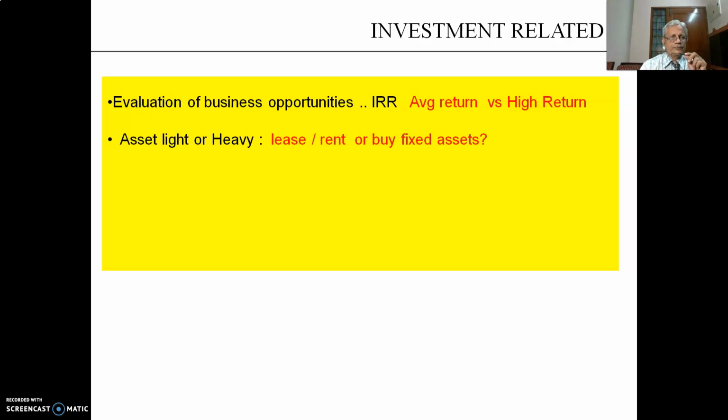Then the next issue comes that should you go for an asset light or asset heavy organization? Today there is more and more compulsion to go for asset light because the environment is becoming quite complex and unstable. It is very risky to commit a lot of your fixed assets. Sometimes it may create a lot of exit barrier to you. But sometimes the assets are also specialized in nature. You may not be able to go for an asset light. In that case, you have to go for only asset heavy.